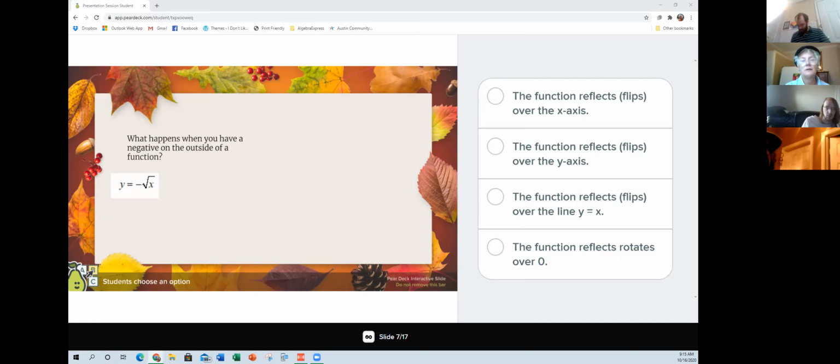Now we're getting this right. Good. So when you have a negative on the outside of a function, it will flip over the x-axis. So if it's going upward, it winds up going downward. Cool. If it's a negative on the outside of the function, it will flip over the x-axis.